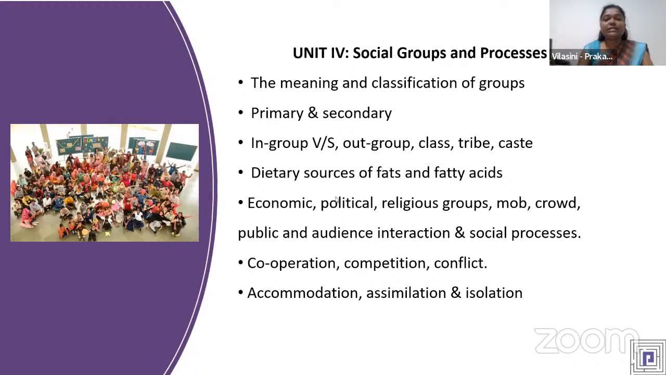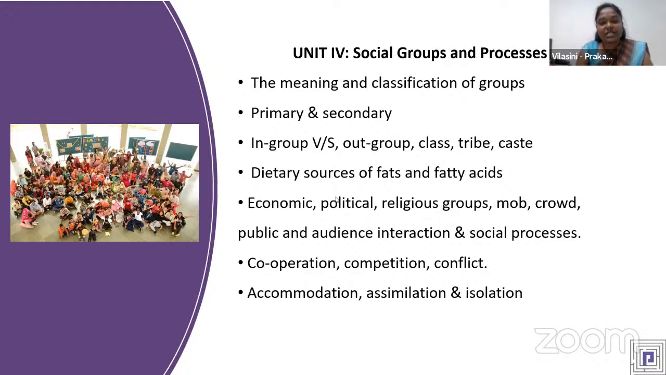Then coming to the fourth unit, it is about social groups. First, coming to the meaning, that is the definition and classification of social group. We define social group as when two or more individuals come in contact together and influence each other. Coming to the classification of groups, we have involuntary groups, voluntary groups, delegate group, in group, out group, primary group, secondary group, vertical groups, horizontal group. These are different types of classification, but mostly concentrate on primary group and secondary group.